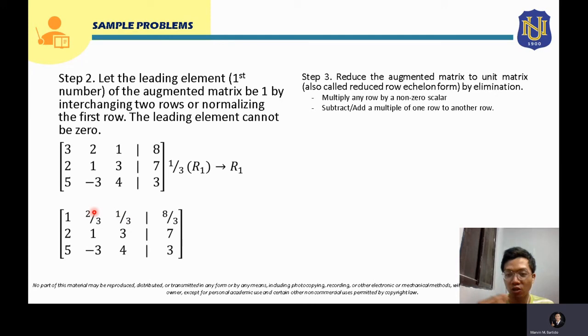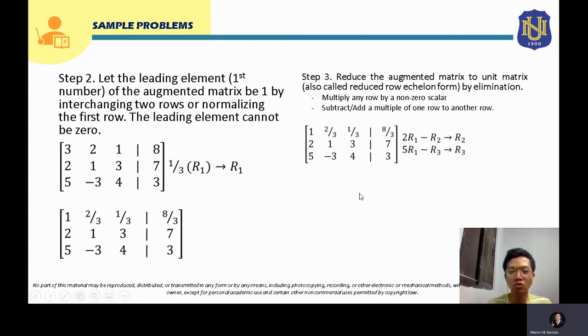So we are going to do what we are doing in Gaussian elimination as well. To make 2 and 5 zero, we are going to multiply R1 by 2, and then subtract row 2. So that will be 2R1 minus row 2, and that will become our new row 2. Now, we are going to multiply also our first row by 5, and then subtract the third row, so that this 5 will become 0 in our new third row.